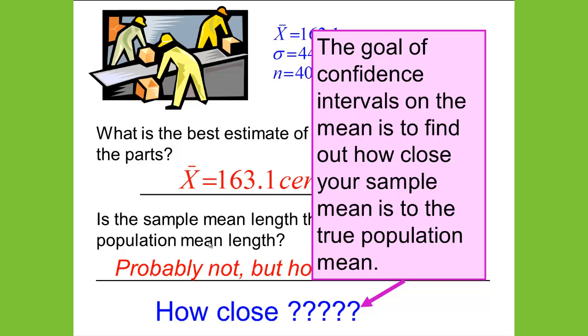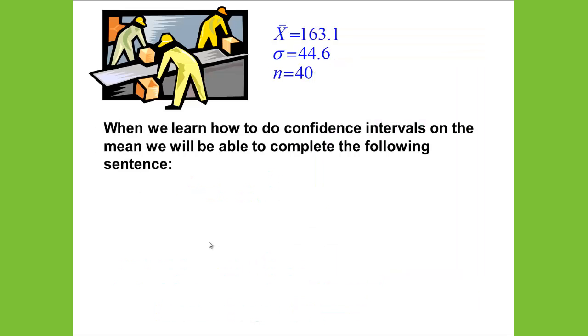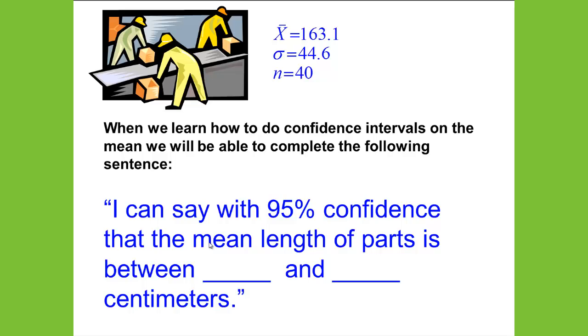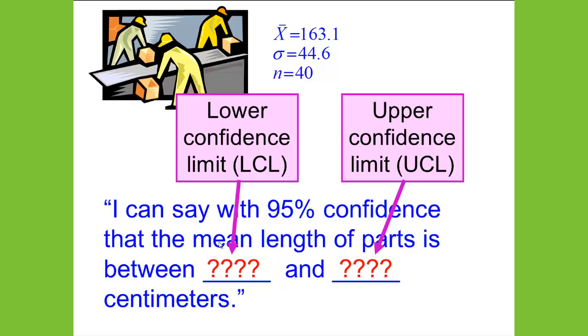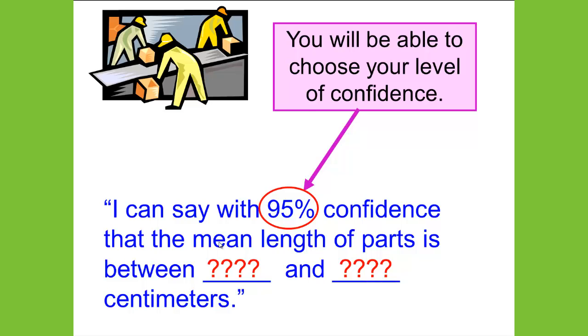The goal of the confidence intervals on the mean is to find out how close your sample mean is to the true population mean. When we learn how to do confidence intervals on the mean, we will be able to complete the following sentence: I can say with 95% confidence that the mean lengths of parts is between blank and blank centimeters, and we will be able to fill in those two blanks. The first blank we will call the lower confidence limit, or LCL. The second blank will be our upper confidence limit, or UCL. And you will be able to choose your level of confidence. Well, the problem will tell you what your level of confidence is.